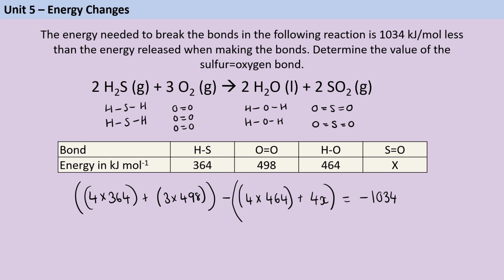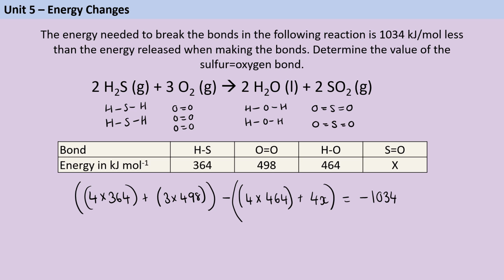Because we've said that the energy needed to break the bonds is 1034 less than the energy released. So the right-hand side, that 4 times 464 plus 4x, must be 1034 bigger, and therefore that's going to give me a negative number when I do that subtraction.